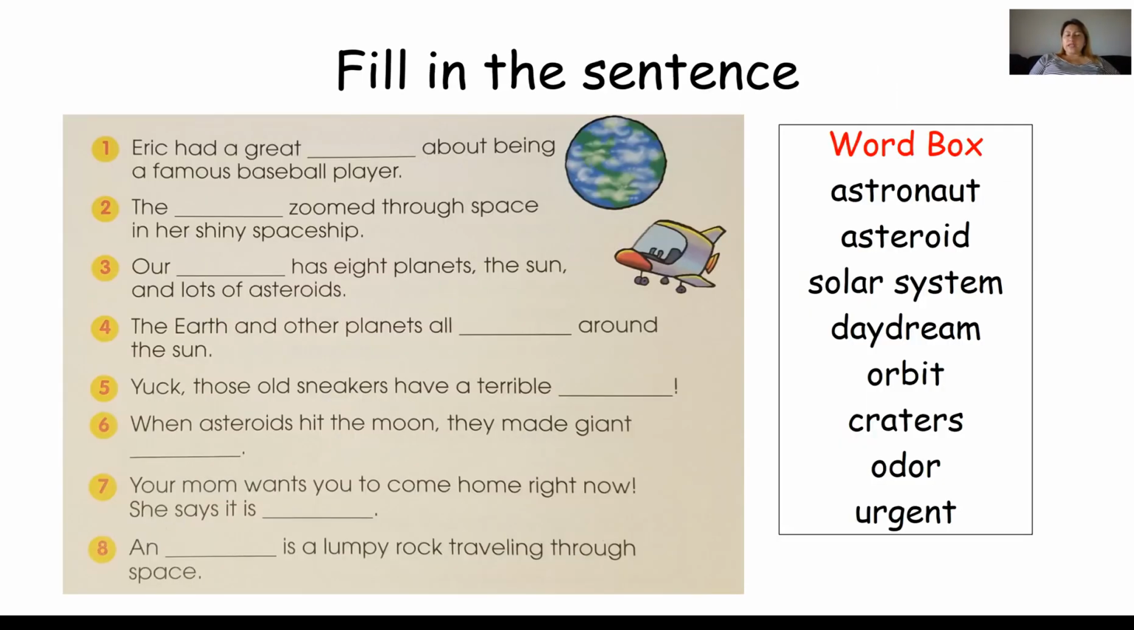So let's move right along because now we're going to use them in a sentence. Okay, we learned them in our story. We matched them with the definition. Now we're going to use them within a sentence, to see where they fit best to make sense. We have our word box with all of our vocabulary words, and I am going to review those vocabulary words with you. The first one is astronaut. Next one is asteroid. Then we have solar system, daydream, orbit, craters, odor, and last one is urgent.